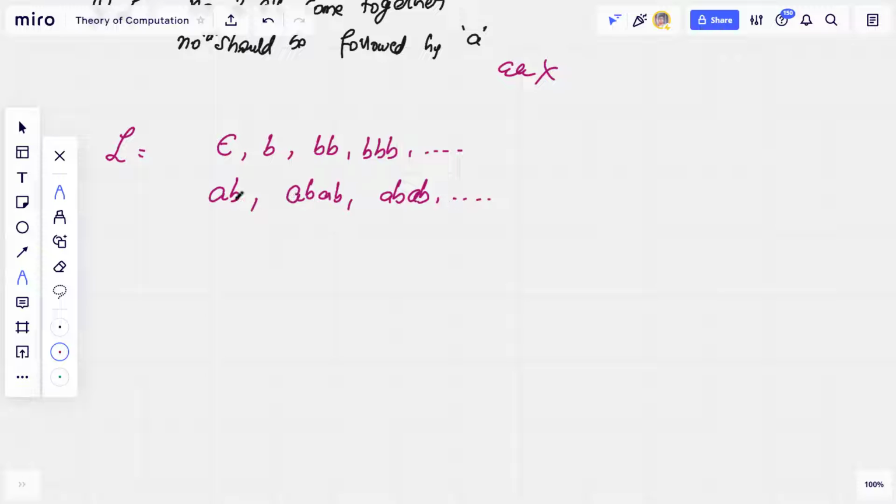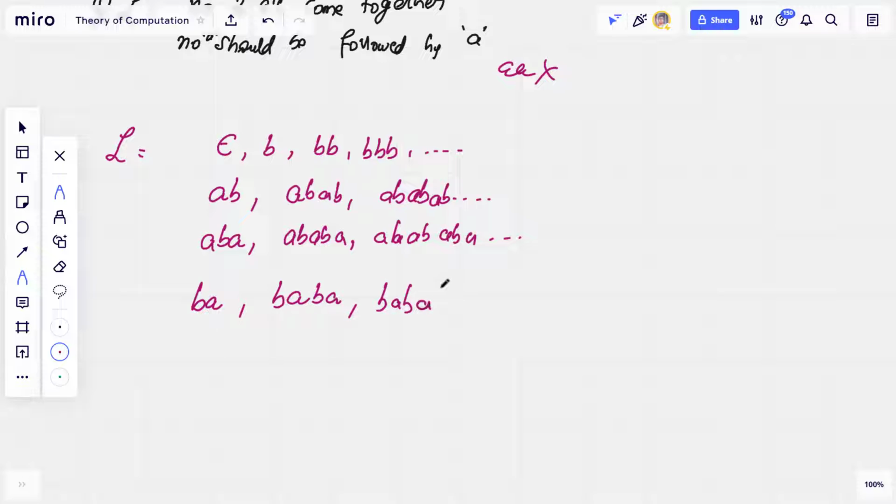Here it starts with a and ends with b, but I can also append a in the end, so I can write aba or ababa or abab. So these are the strings that can be possible. It's not necessary that the strings start with a. They can start with b also, so it can be ba. A cannot come again, so let's say ba again, one more ba. It can also be ba, ba, ba, and so on.